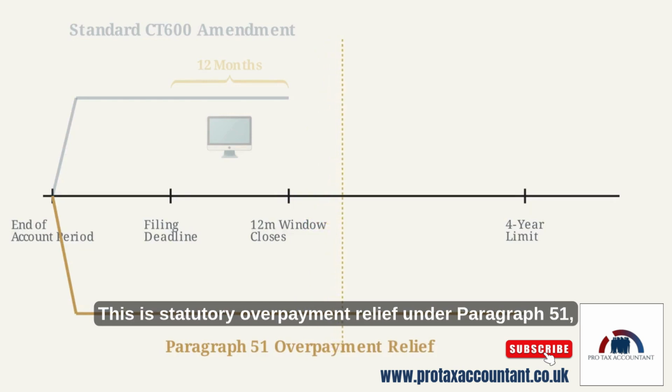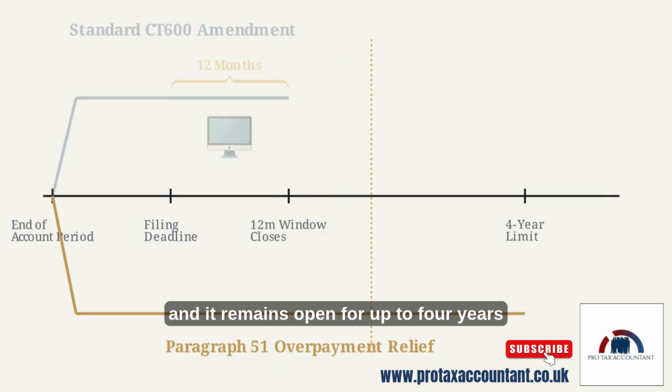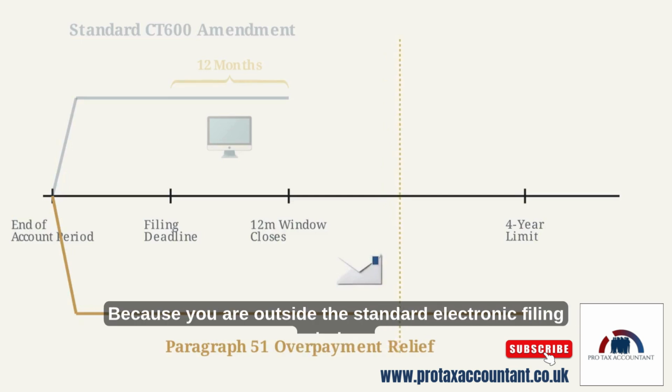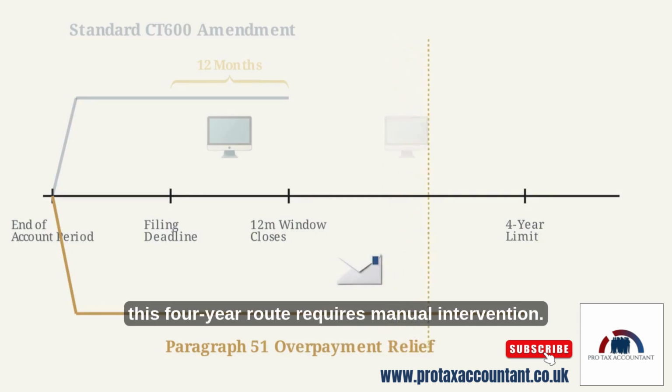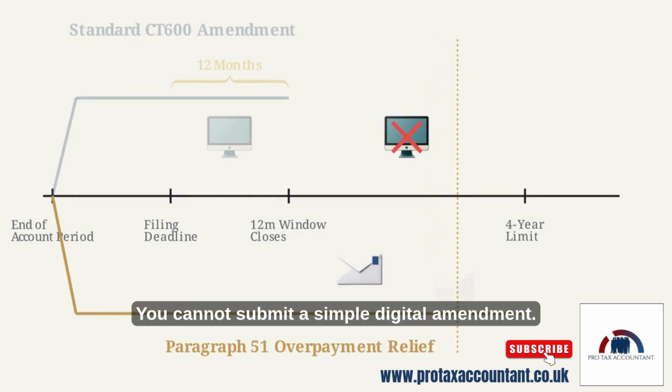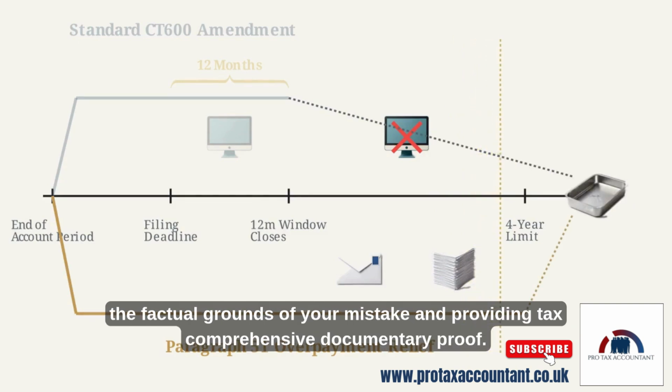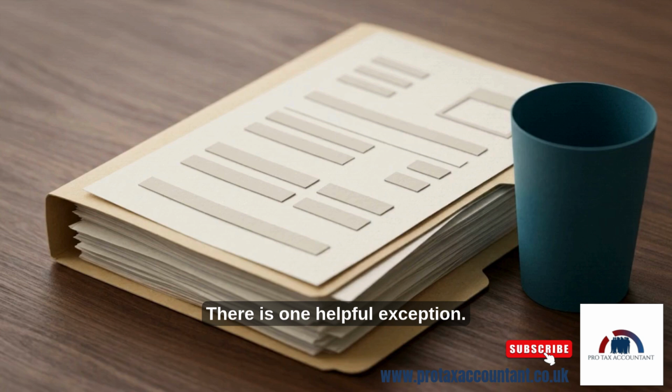This is statutory overpayment relief under paragraph 51, and it remains open for up to 4 years from the end of the accounting period where the mistake happened. Because you are outside the standard electronic filing window, this 4-year route requires manual intervention. You cannot submit a simple digital amendment. You must invoke the relief through a formal written claim, outlining the factual grounds of your mistake and providing comprehensive documentary proof.